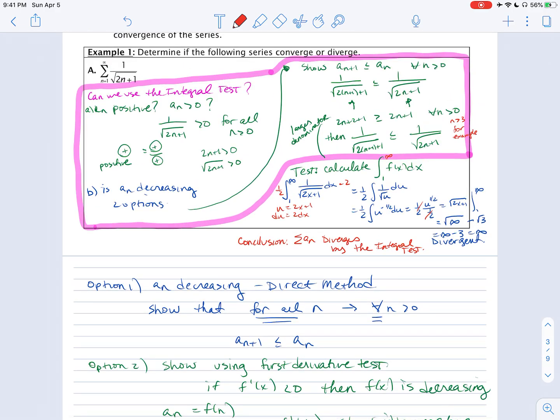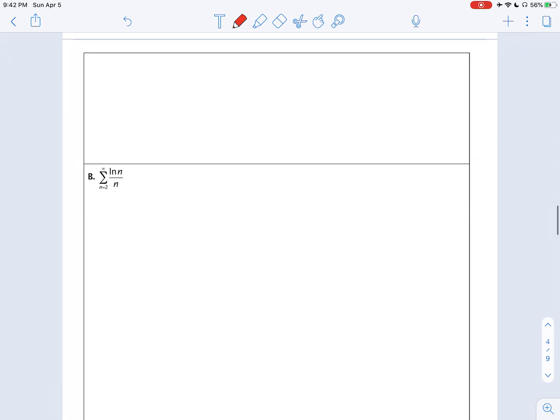So there we have it. In order to implement the integral test, when do you want to use it? You want to use it when your a sub n, and don't forget that your a sub n is the entire expression, is easy to integrate, and if you can show that it's positive and decreasing, then you can employ the integral test. And what is the test? You calculate the improper integral, and if that integral converges, your series converges, and if that integral diverges, your series diverges. All right. So you can try these.